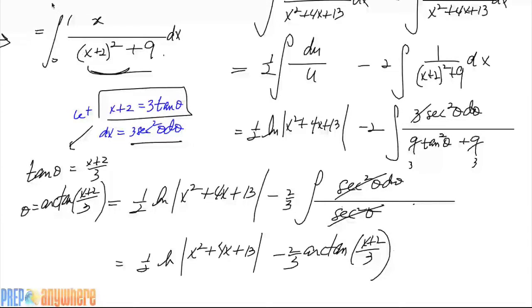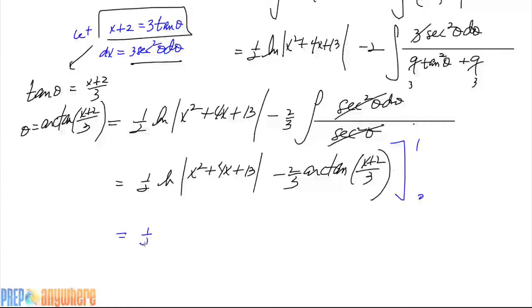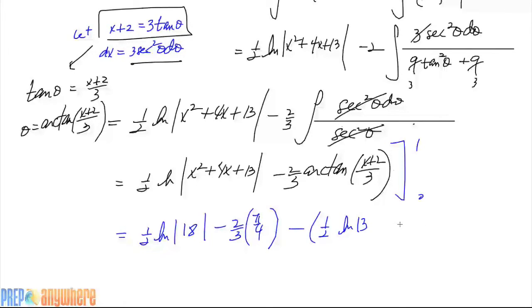So last step, we have to plug in 1 and 0 in there. Let's plug in 1, and you get half of ln of 1 plus 4 plus 13. So that's 18, minus 2 over 3 arctan of, if you plug in 1, arctan of 1, which is pi over 4. Minus, plug in 0, and we get half of ln of 13, minus 2 over 3 times, if you plug in 0, just arctan of 2 over 3.